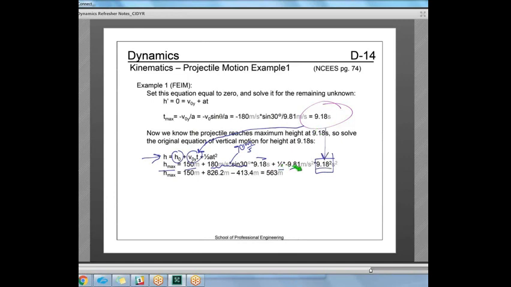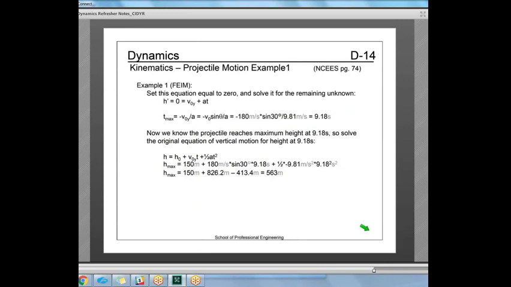V naught T, where we add the T in that we just found, and our T is 9.18, so there's that. And then we'll use another 9.18 as we square it here in the 1/2 AT squared part of the equation. Little algebra runs through there. You can see we started at 150 meters. We would have gone 826 more meters, but we decelerated. So in 9.18 seconds, we traveled 563 meters, or we traveled to an altitude of 563 meters.